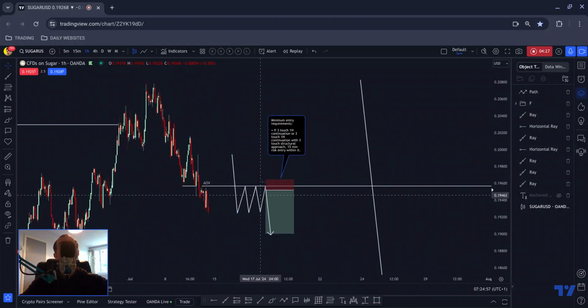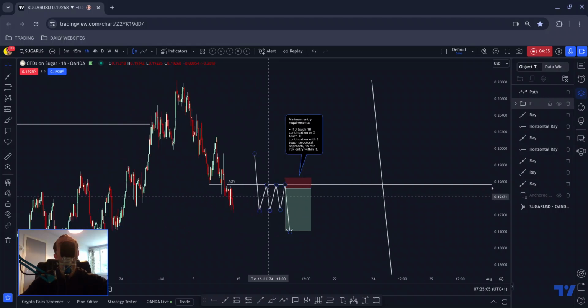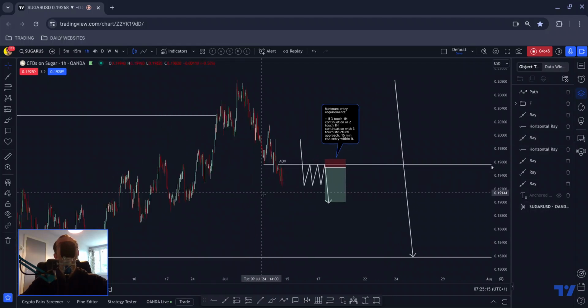But if we get that, we get the three-touch 1 hour continuation or the two-touch 1 hour continuation with a three-touch structural approach, then I would look to get short with a risk entry from the top of the structure. I would have my stop loss protected above here and above the back end of that as well. Okay, so it'd be above that as well.